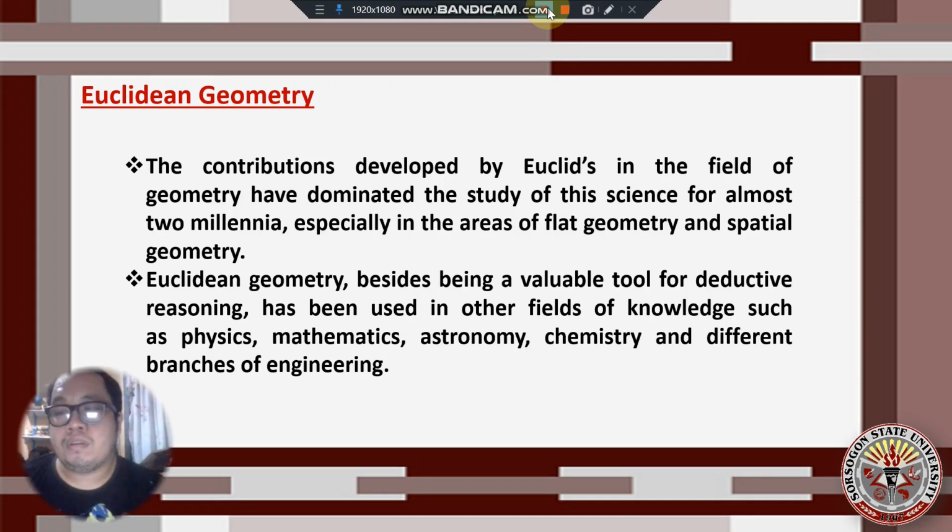Okay, so what is Euclidean geometry? The contributions developed by Euclid in the field of geometry have dominated the study of this science for almost 2 millennia, especially in the areas of flat geometry and spatial geometry. Now, Euclidean geometry, besides being a valuable tool for deductive reasoning, has been used in other fields of knowledge such as physics, mathematics, astronomy, chemistry, and different branches of engineering.